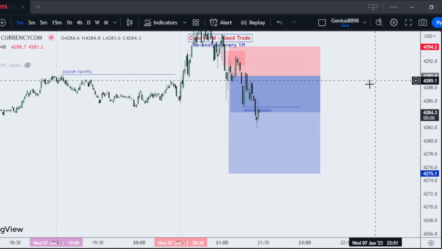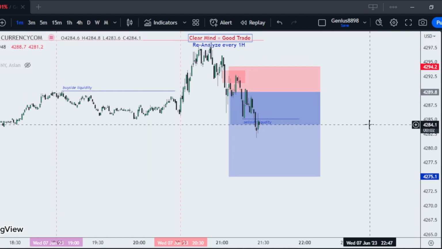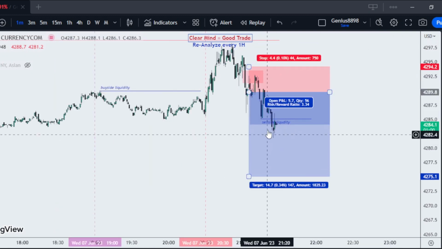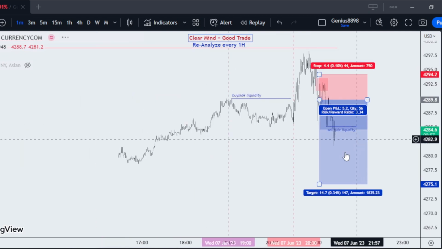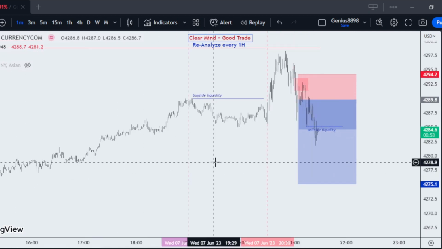Yeah, this one is still a little bit slow, but it's moving in our direction. Okay, so it's fine. I'm managing it, so it's all good. But maybe I'm going to hold a little bit longer to the downside here.